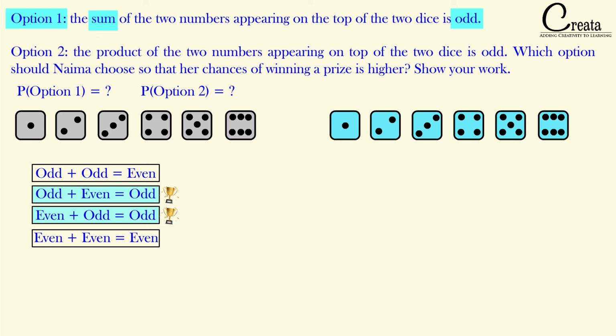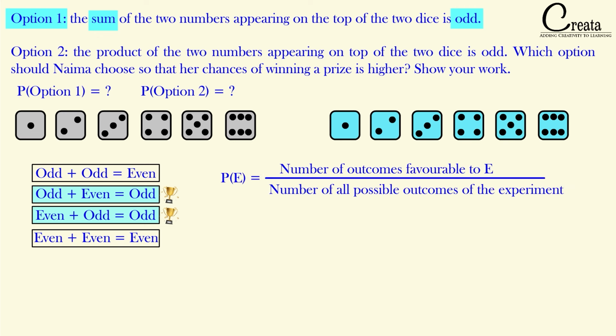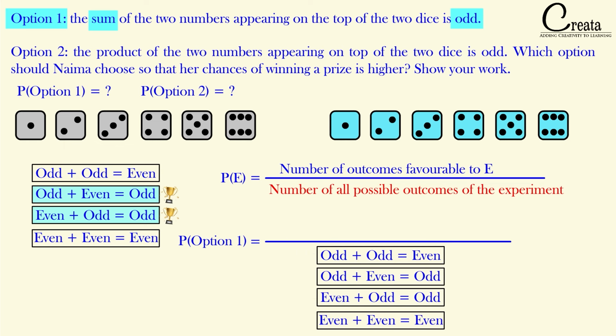So let's calculate the probability. This is the formula of probability. In the denominator, the total outcomes will come, and the total outcomes are 4 in number. These 4 outcomes will come in the denominator. In the numerator, the favorable outcomes will come.